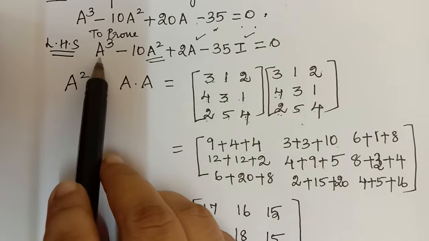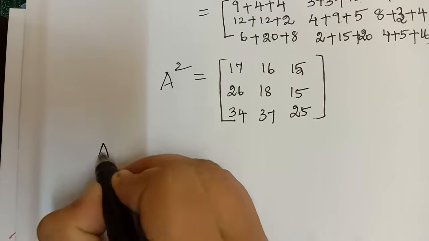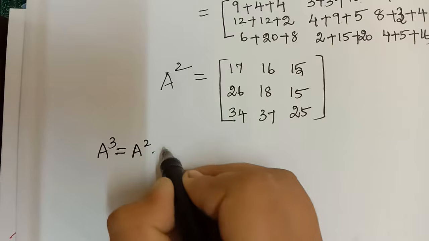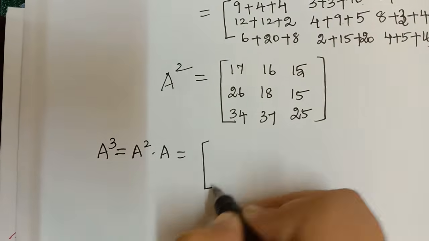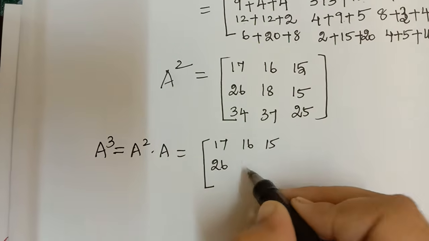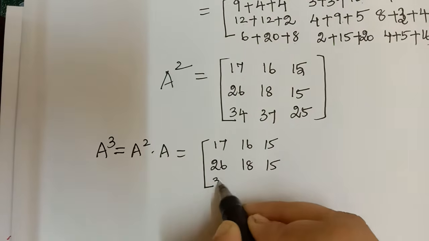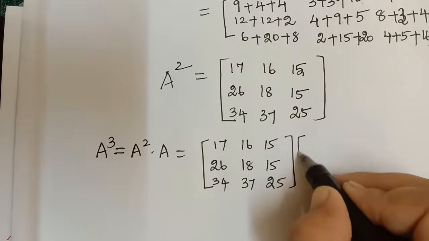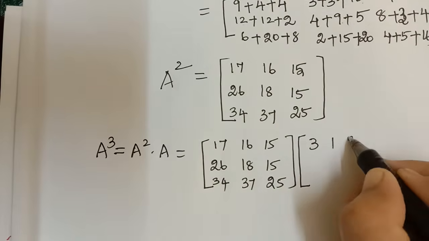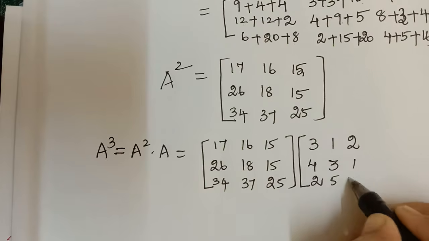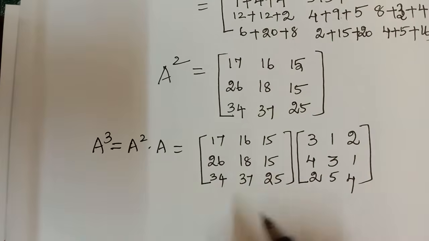The only thing left out is we have to calculate A cube. So A cube is what? The matrix A cube will be equal to A squared multiplied with A. A squared just now we have found 16, 15, 26, 18, 15, 34, 37, 25. And the matrix A is the given matrix 3, 1, 2, and then 4, 3, 1, 2, 5, 4. Now we shall multiply these two.